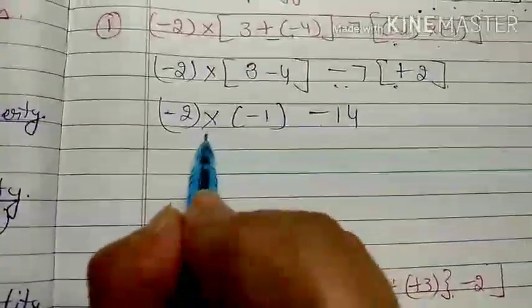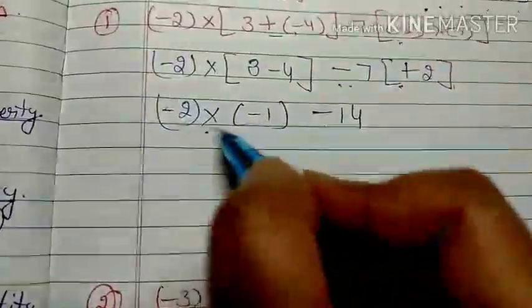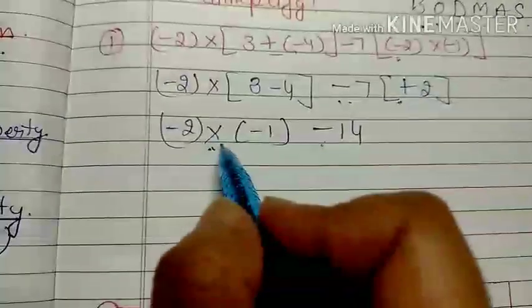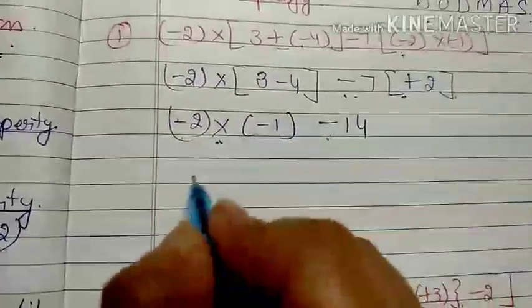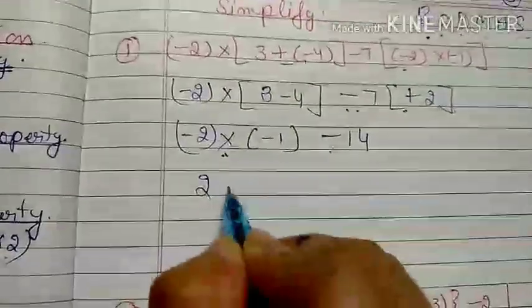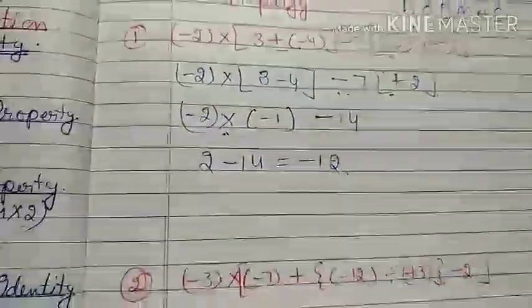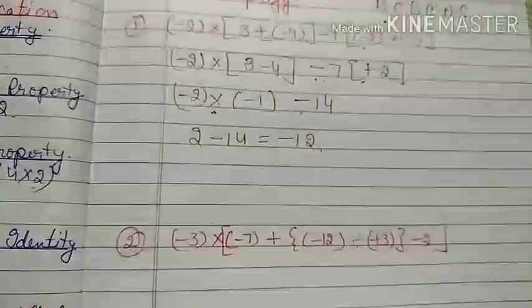Now a positive sign is there, a multiplication sign is there, a negative sign is there. First you have to multiply. Minus 2 multiplied by minus 1 gives you positive 2, minus 14 is equal to minus 12. 2 minus 14 gives you minus 12. Minus 12 is your required answer.